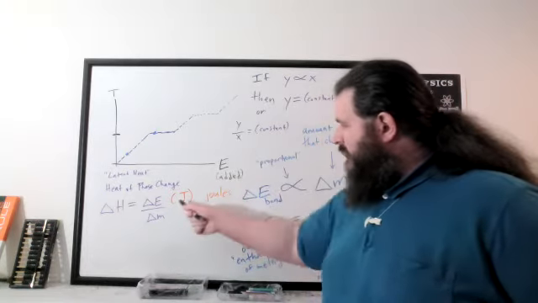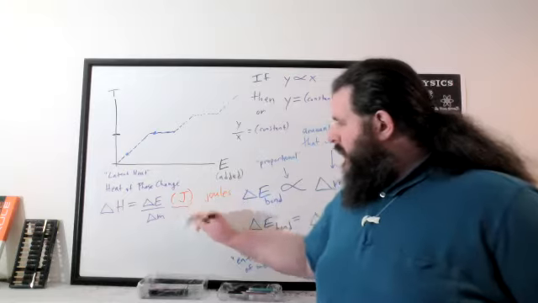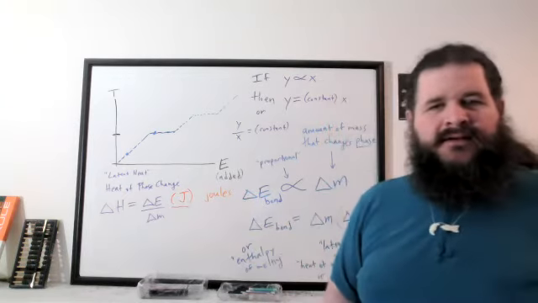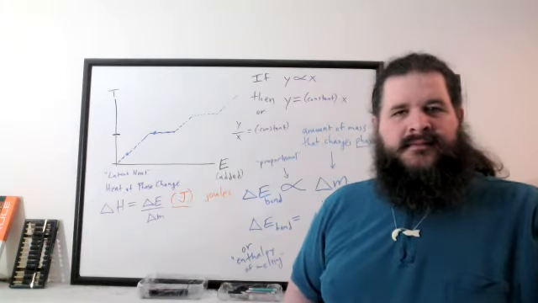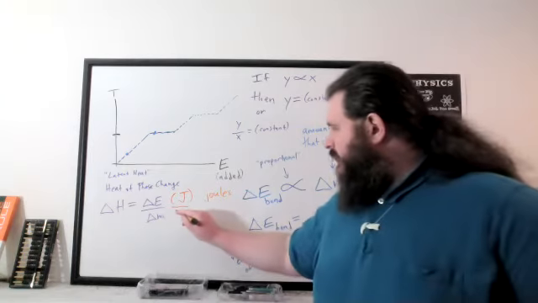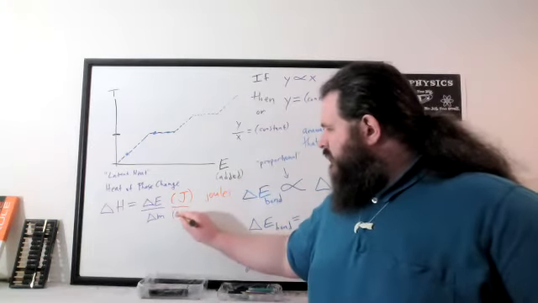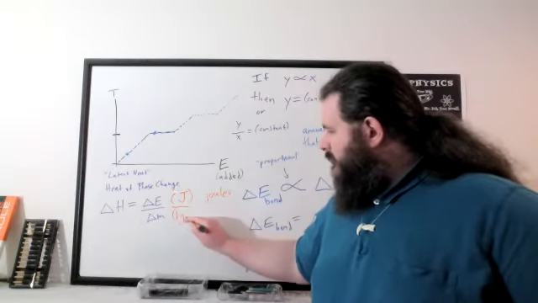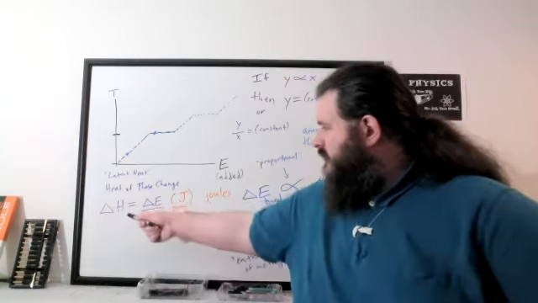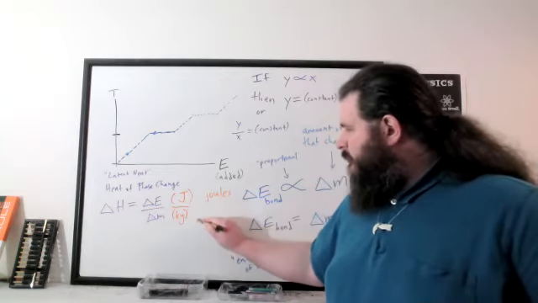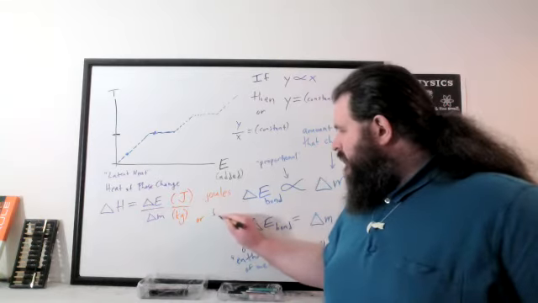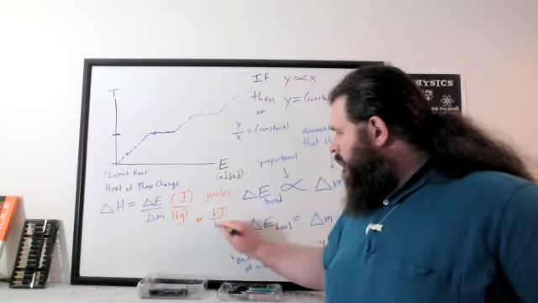So joules, abbreviated as a capital J. And then mass would usually be measured in what? Grams or kilograms. And as a standard, we're usually going to use kilograms. So delta H could be measured in joules per kilogram, or often kilojoules per kilogram.